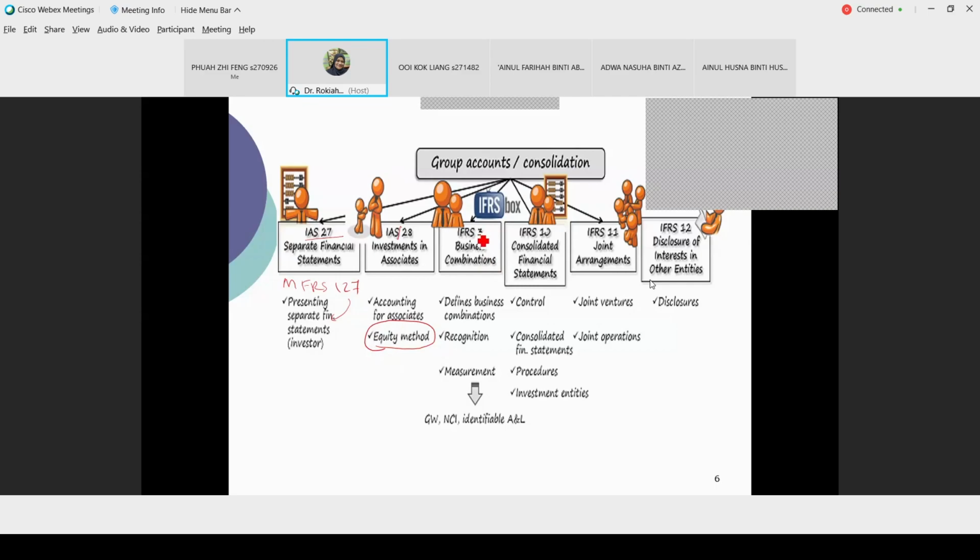Then we have IFRS 3 or MFRS 3 dealing with business combination. And then how to recognize and how to measure the goodwill. We are going to have a correct goodwill. NCI here is non-controlling interest. For example, the parent has a share of 80%, so that means the other 20% is regarded as NCI, non-controlling interest, or previously known as minority interest. The goodwill calculation is the difference between the purchase price, how much you paid for the consideration, minus net identifiable assets. And you need to identify all the assets and liabilities, which should be measured at fair value.